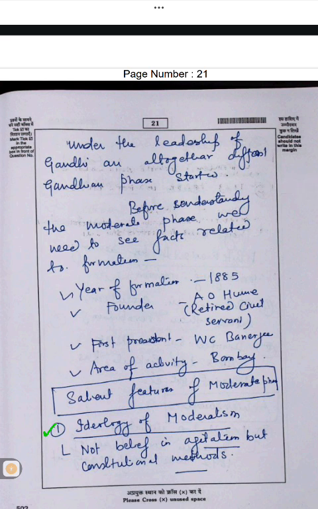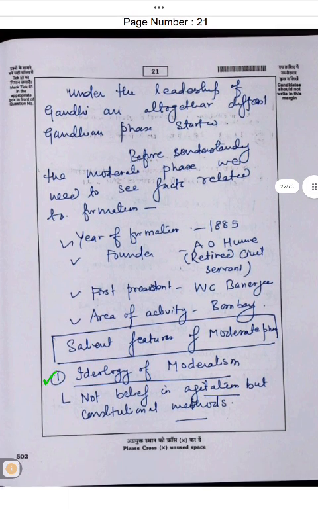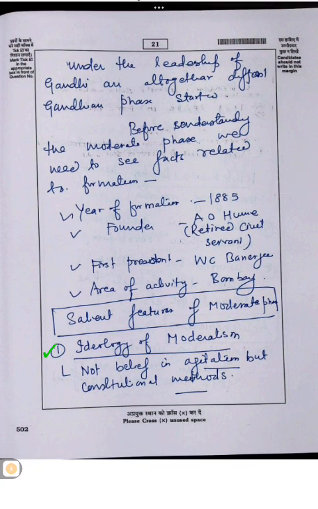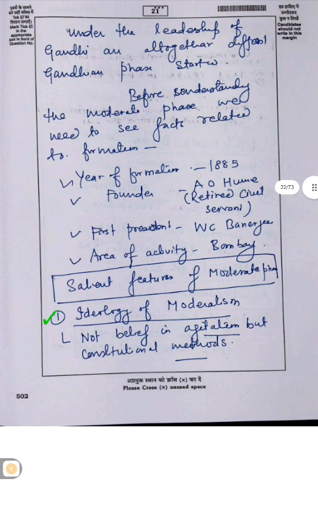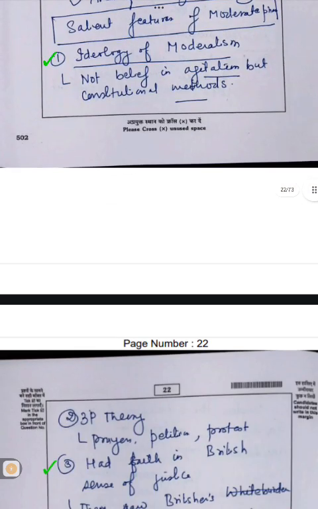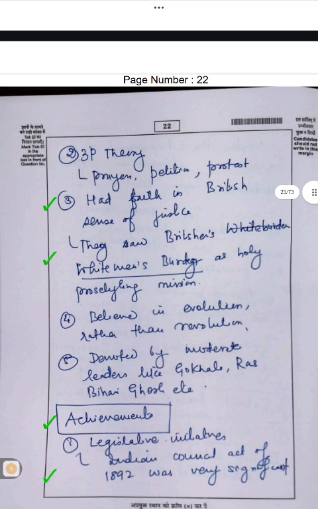Before understanding the moderate phase, we need to see facts related to its formation. Year of formation 1885, founder A.O. Hume, a retired civil servant. First President W.C. Banerjee, area of activity Bombay. Salient features of the moderate phase: ideology of moderatism, not belief in agitation but in constitutional methods. 3P theory: prayer, petition, protest. Had faith in the British sense of justice.